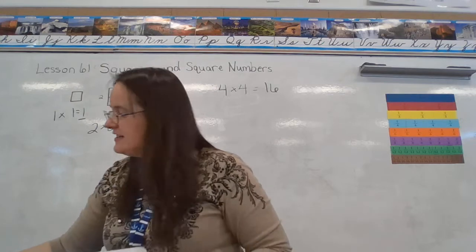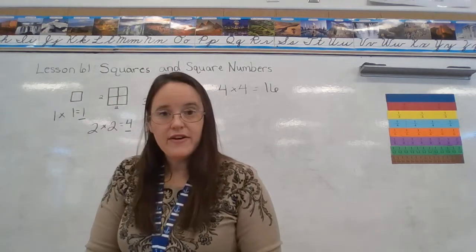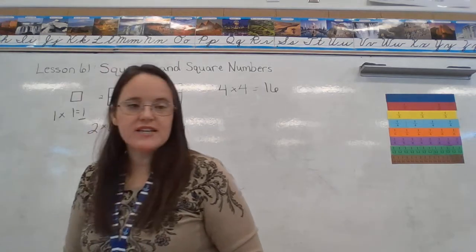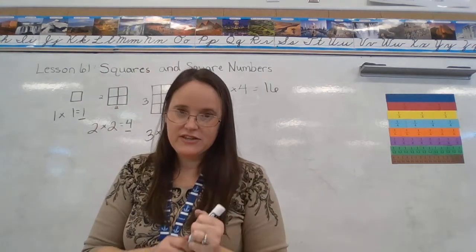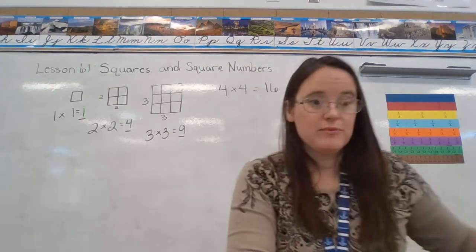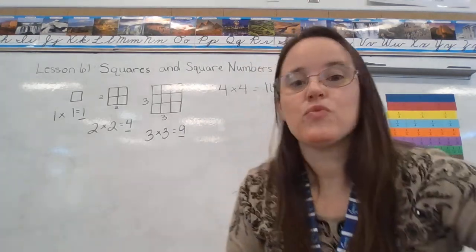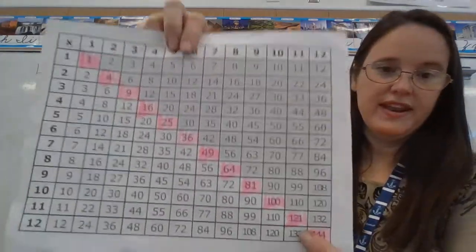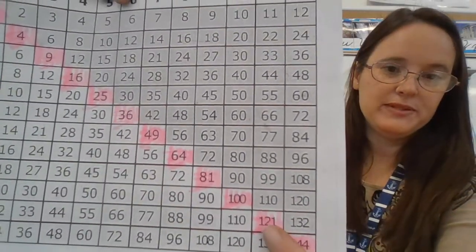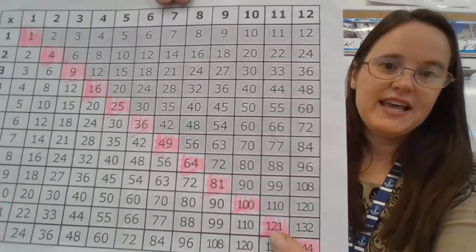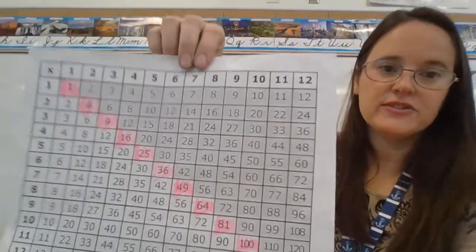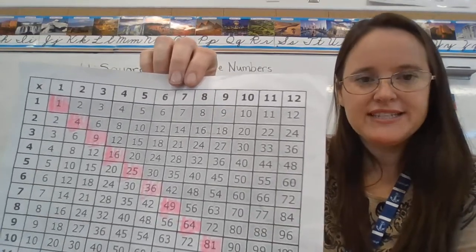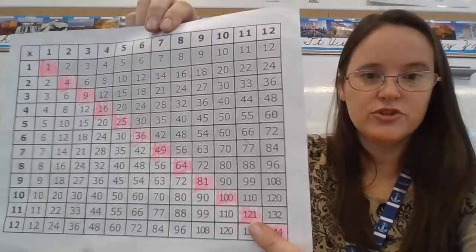And our final example says the square number 121 is the product of which two identical factors? This is where your multiplication facts can really come in handy. So they're telling us 121. I can find that right there on my multiplication table. That's the product of which two factors? The factors are what numbers am I multiplying together to get 121.